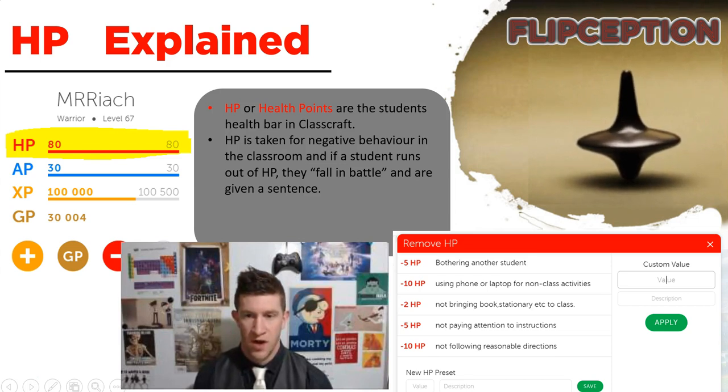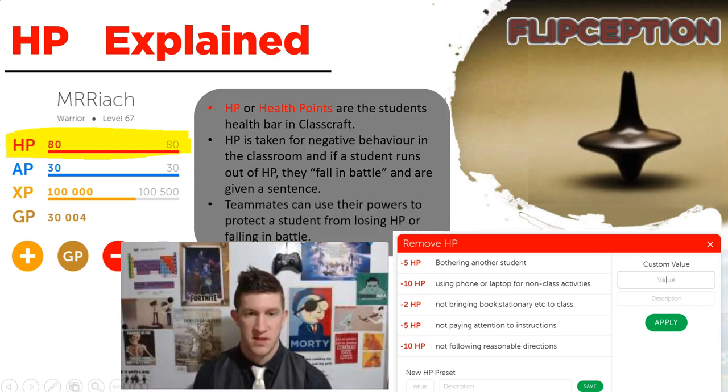So here you can enter one-off things, or down the bottom you can type in your own concept. If you want something like this that you use regularly, you can just type it in, assign the value, and it'll save it for future use. Teammates can use their powers to protect a student from losing HP or falling in battle. So if I was to take 5 HP from a student, one of his teammates could use their power to take that for them or protect them from absorbing that. So that's part of the game aspect to Classcraft.